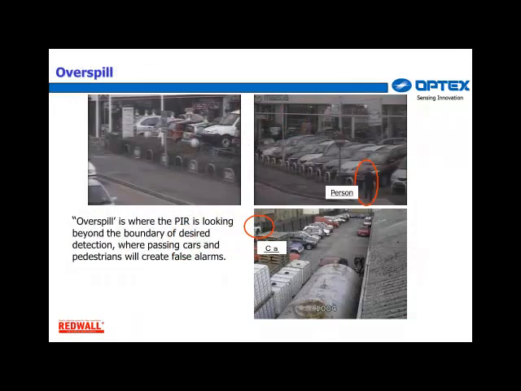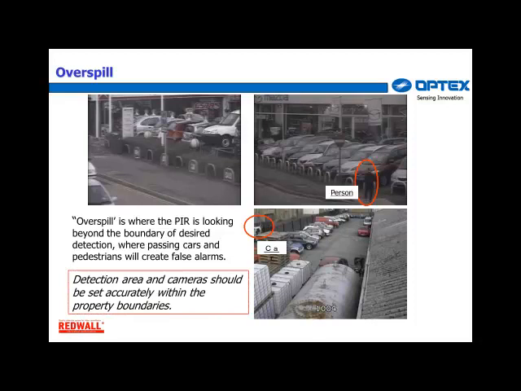Now, overspill is another problem, where area beyond the field of view of the SIP is picked up in the far zone. You should readjust the mounting position or mask as necessary. Detection area and cameras should be set accurately within the property boundaries. If needed, you can also turn off the far zone.